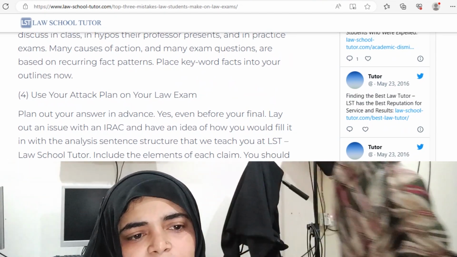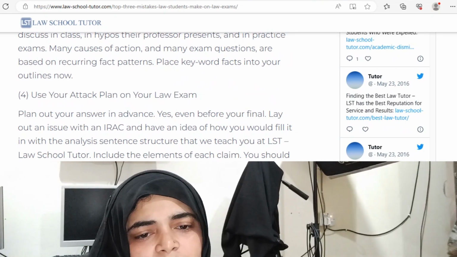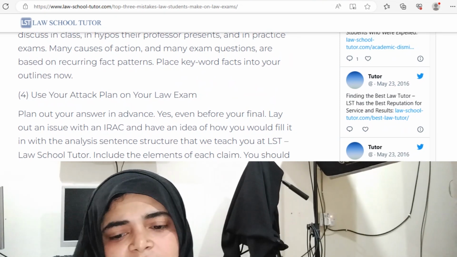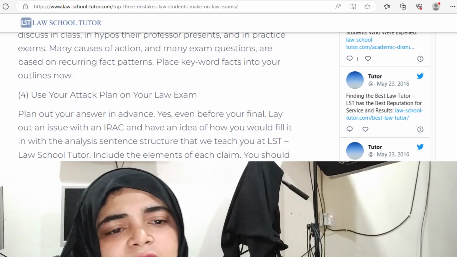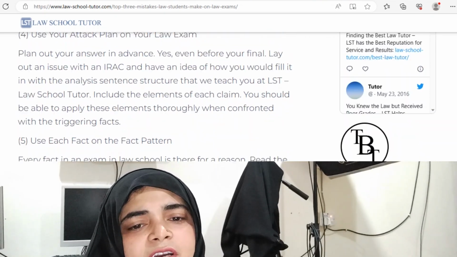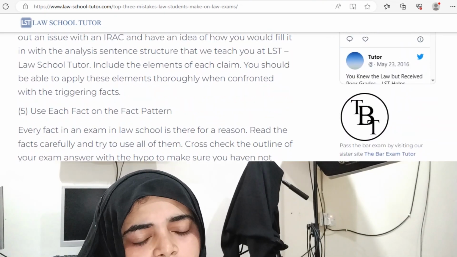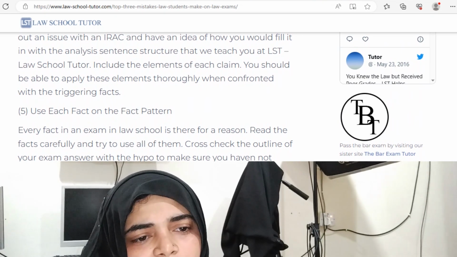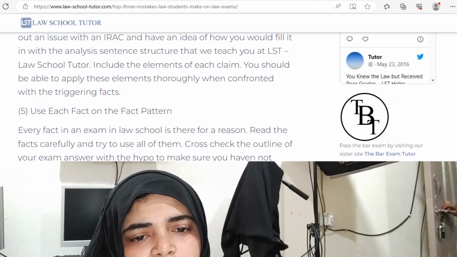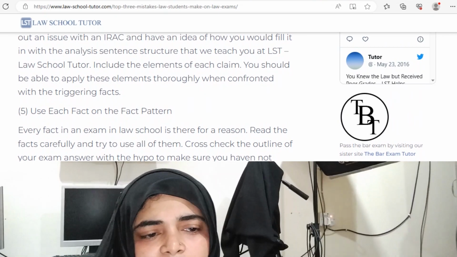Include the elements of each claim. You should be able to apply these elements thoroughly when confronted with the triggering facts. Every fact in an exam in law school is there for a reason. Read the facts carefully and try to use all of them. Cross check the outline of your exam answer with the hypo to make sure you have not omitted any facts.